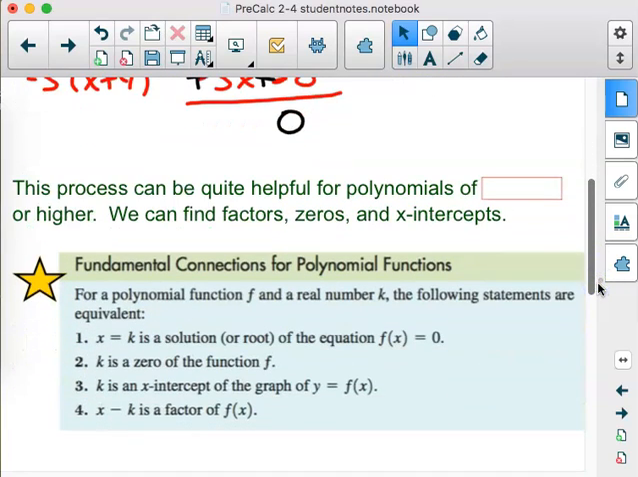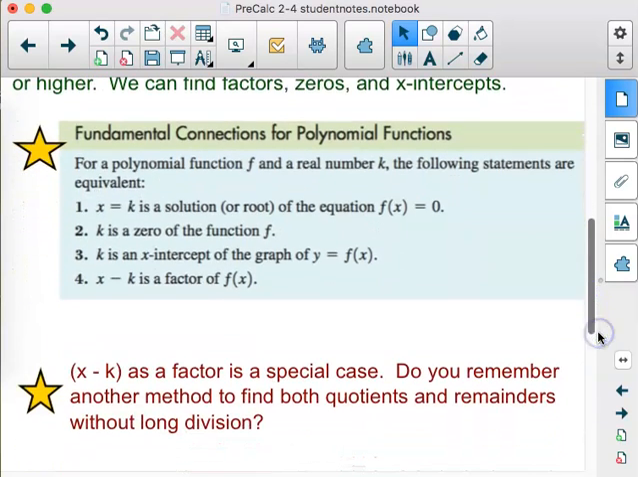So this process can be quite helpful for polynomials of degree 3 or higher. We can find factors, zeros, and x-intercepts. So having the knowledge that there's a 0 out there somewhere should help us with all of those. And this big box here has all those connections for us. Fundamental connections for polynomial functions. For a polynomial function f and a real number k, the following statements are equivalent.